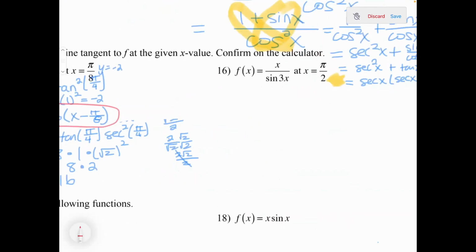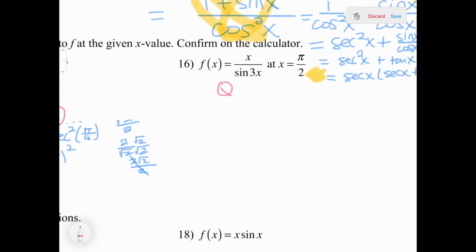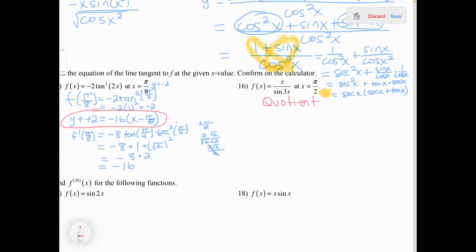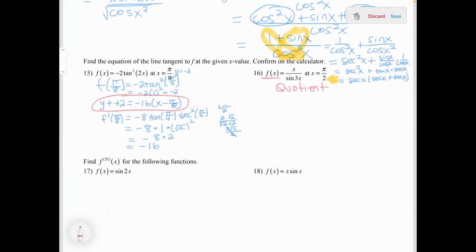Number 16, you do in a similar fashion. You probably had to use quotient rule, but same idea. You use quotient rule to find the derivative. You plug pi/2 in to get the slope of the tangent line. You plug pi/2 into the original function to get the y value. And then you could find the slope of the tangent line.